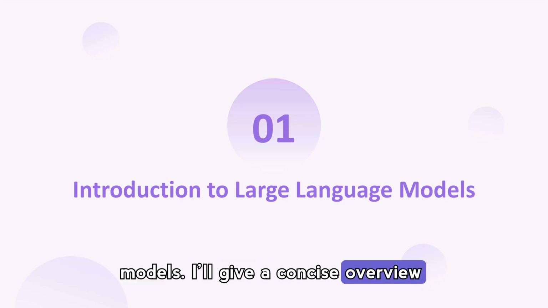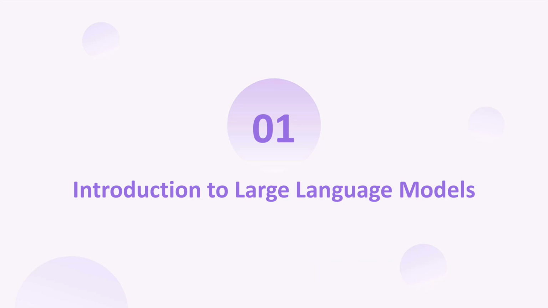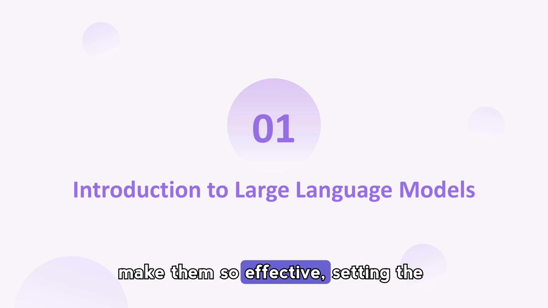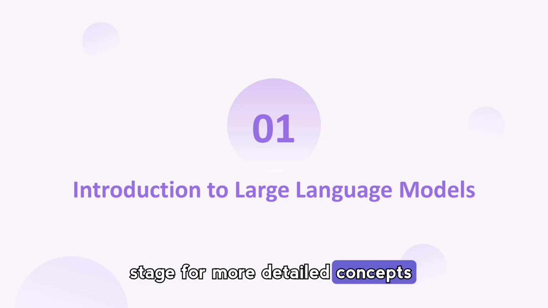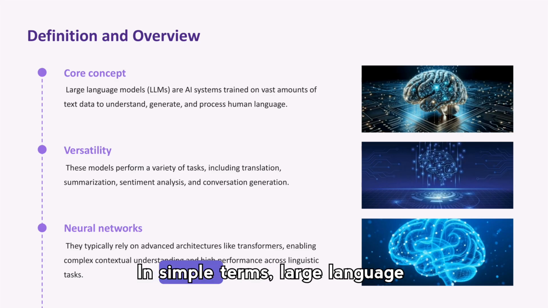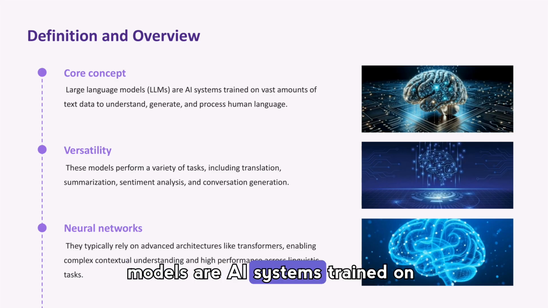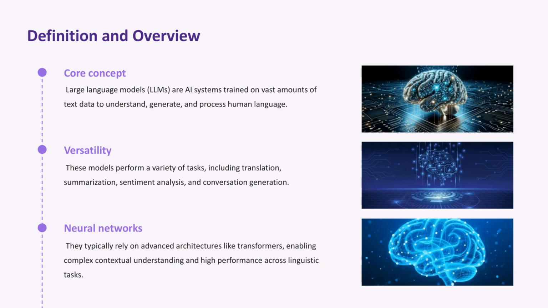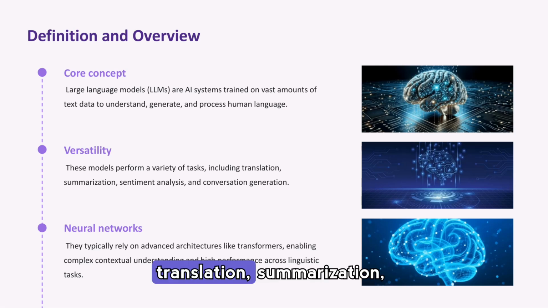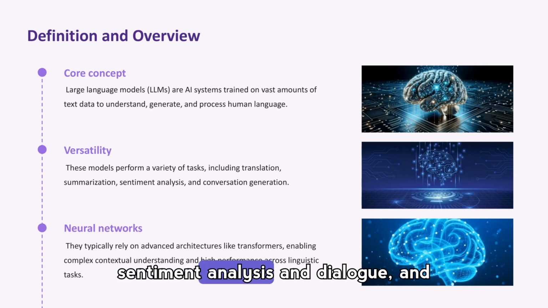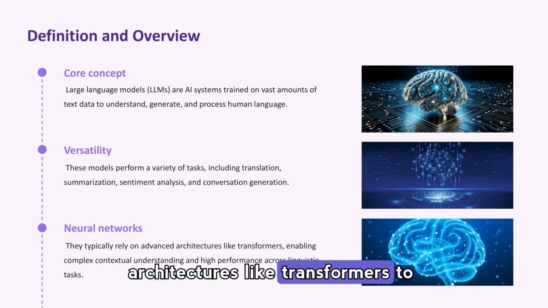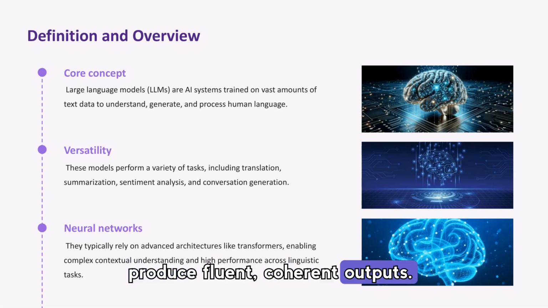I'll give a concise overview of their core purpose, the kinds of tasks they handle, and why the underlying neural architectures make them so effective, setting the stage for more detailed concepts and examples in the next slides. In simple terms, large language models are AI systems trained on vast text collections to understand and generate human language. They're versatile, handling translation, summarization, sentiment analysis, and dialogue, and they rely on advanced neural architectures like transformers to capture complex context and produce fluent, coherent outputs.